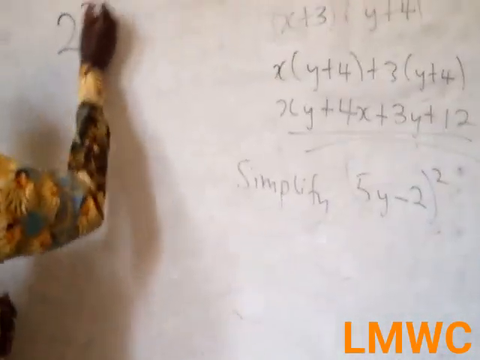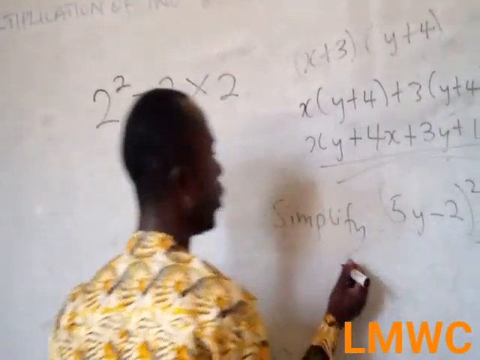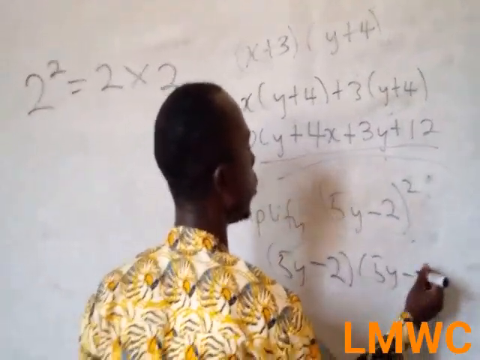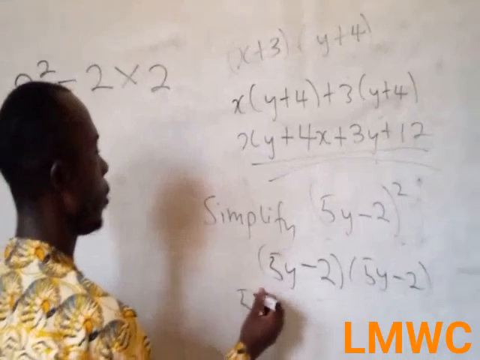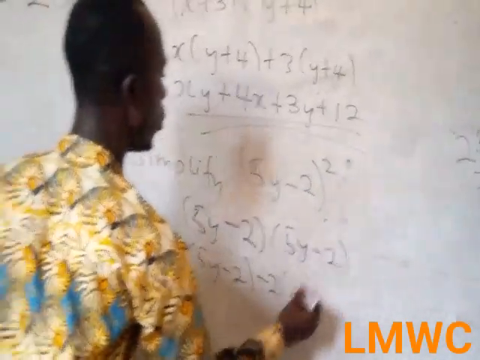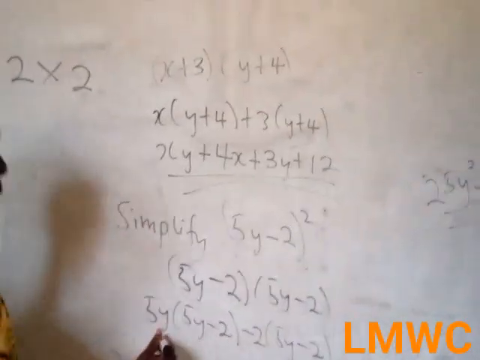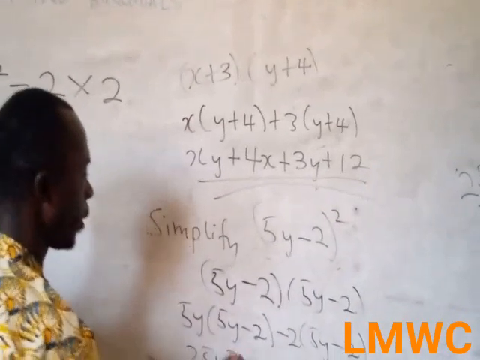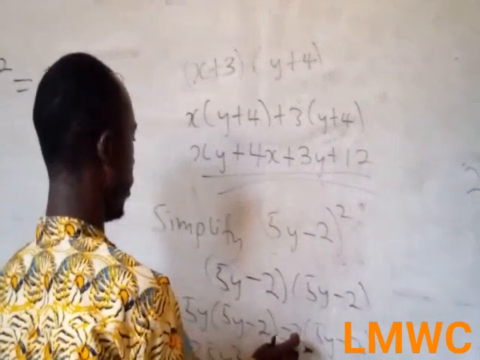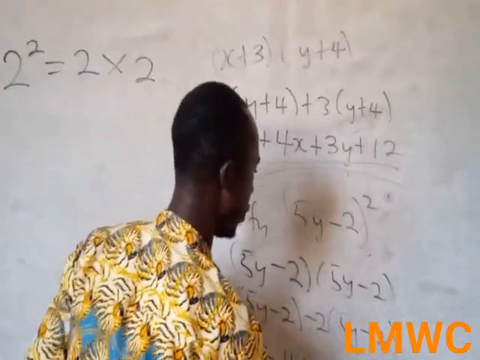You see, if I give you 2 squared, it's the same as 2 multiplied by itself. So this one is (5y - 2) squared. It becomes (5y - 2)(5y - 2). So 5y times 5y is 25y squared. This times this is negative 10y. So this times this becomes negative 10y.